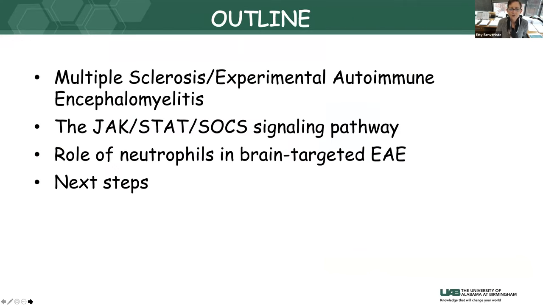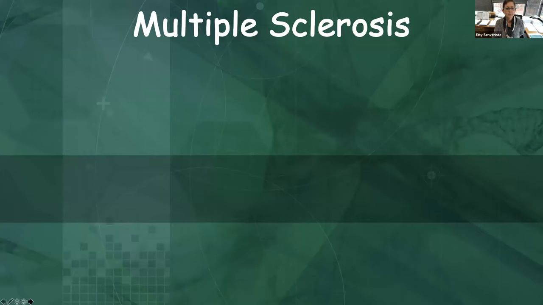So what I'll do first is introduce the disease, the human disease of multiple sclerosis, and then tell you a little bit about one of the animal models, which is experimental autoimmune encephalomyelitis. Then talk a little bit about the pathway that we study, the JAK-STAT-SOX signaling pathway, and then showing you the data that implicate neutrophils in a particular type of EAE, and then talk about what our next steps are.